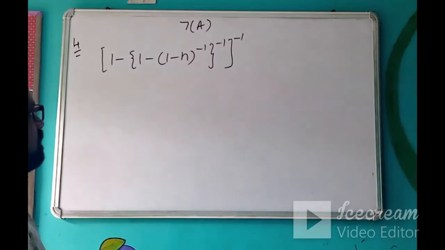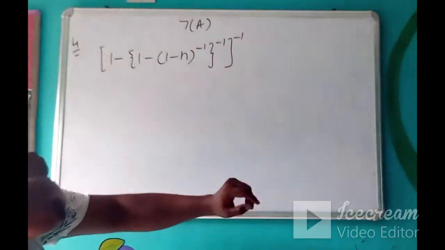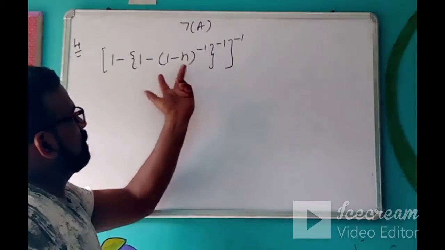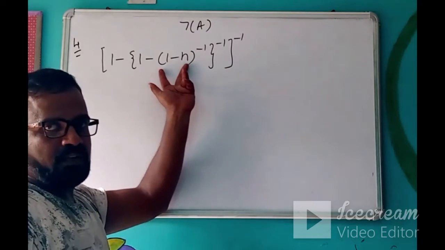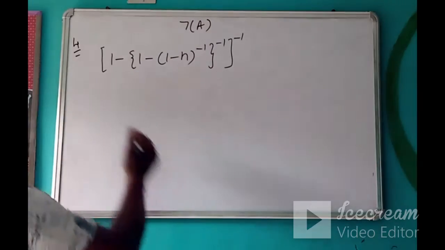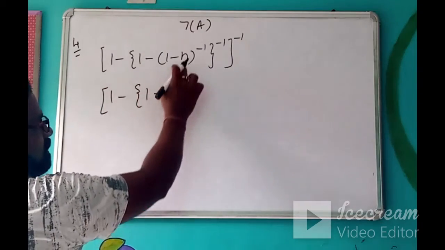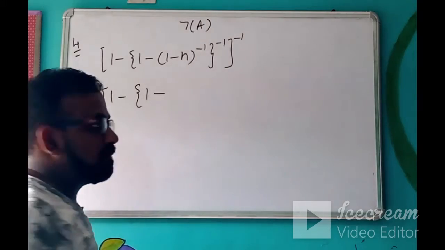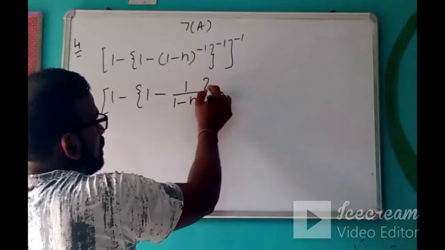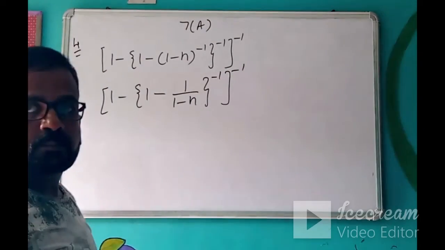Okay, let's discuss this question. Now in order to solve, you first examine it very carefully. See, first we will solve this bracket, and this bracket contains power minus 1. So our first step will be 1 minus. We will convert this negative exponent into the positive. So you will take the reciprocal of this. See, this one bracket we have removed.